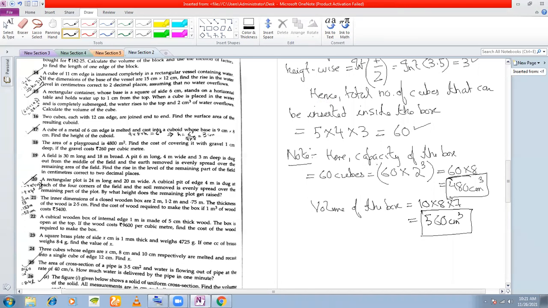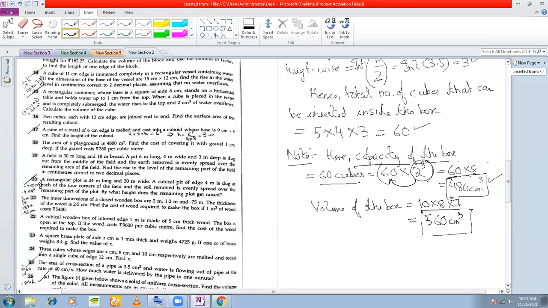See, capacity of the box means how many items you can include inside the box. Here, how many items am I including inside the box? 60 cubes, right? What is the volume of each cube? 2 cubed. So what is the total volume of the 60 cubes? 2 cubed into 60, right? So therefore the capacity is 480. Understood? And what is the volume? Volume is length into breadth into height.